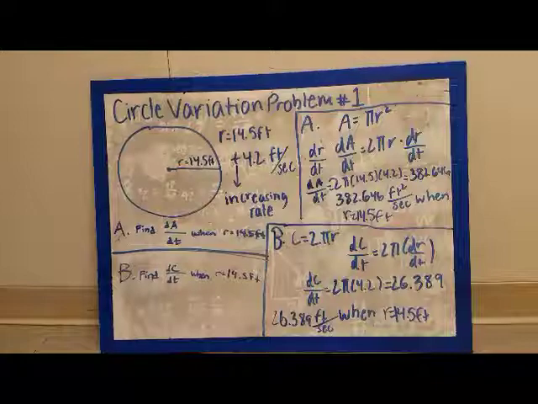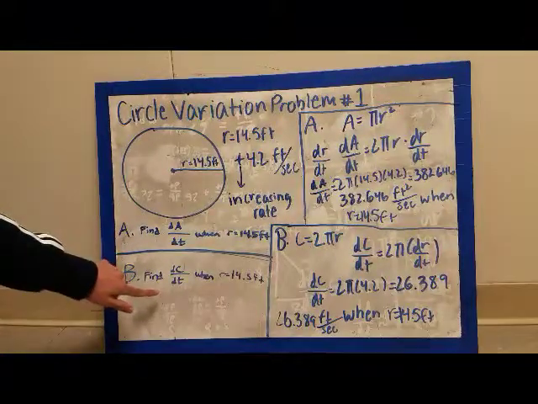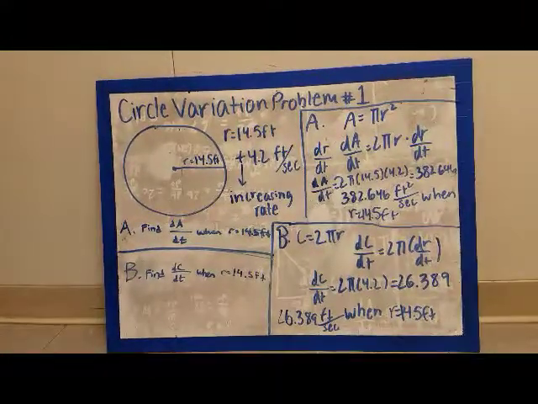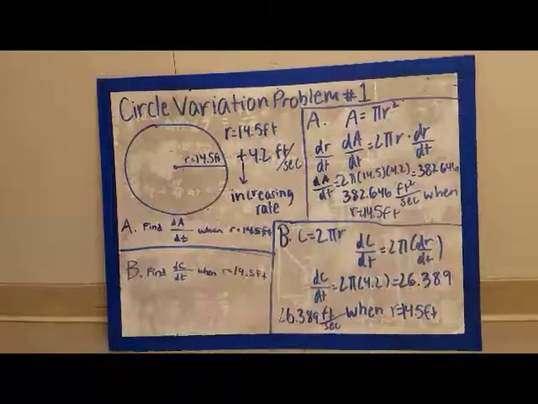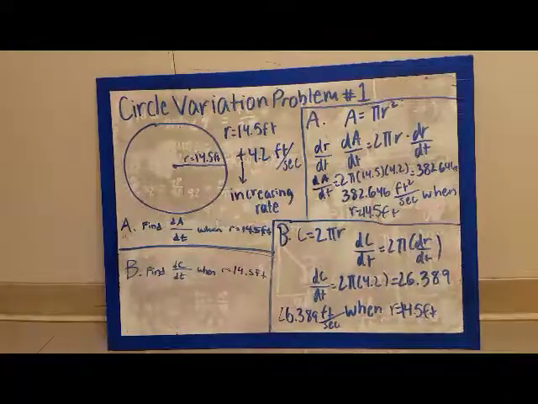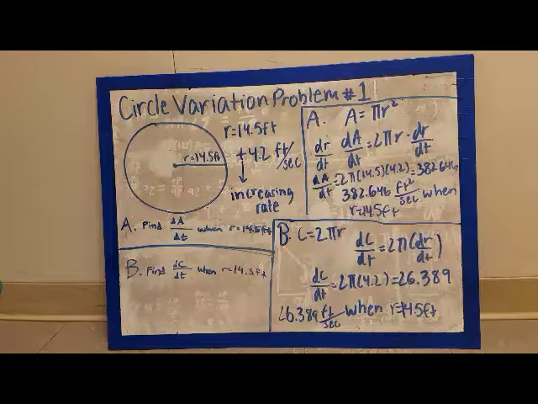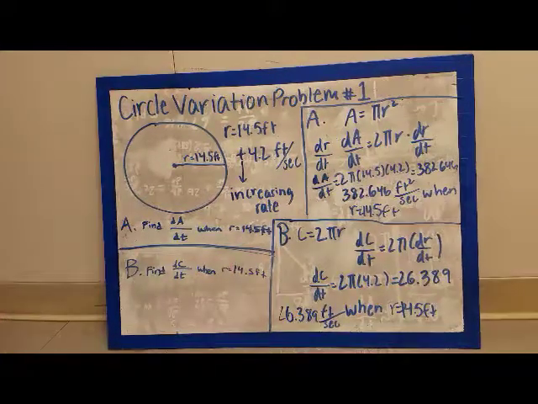In B, what we're trying to find is how fast the circumference is changing in feet per second when the radius is at 14.5 feet. So at the instant 14.5 feet, we're trying to find how fast the circumference is expanding.